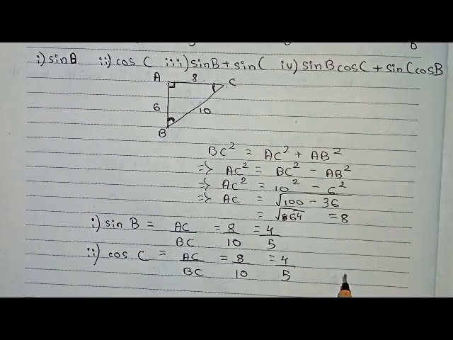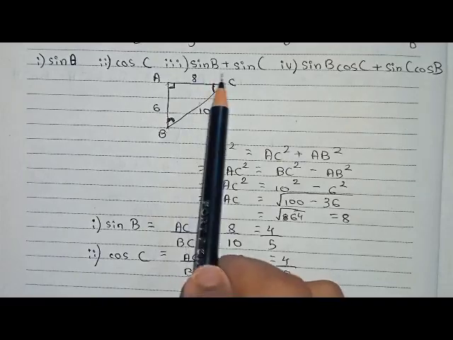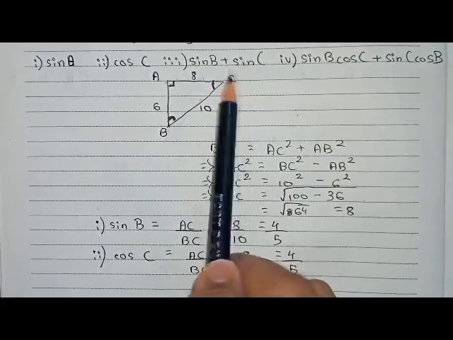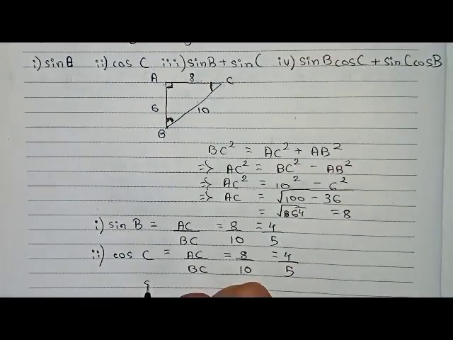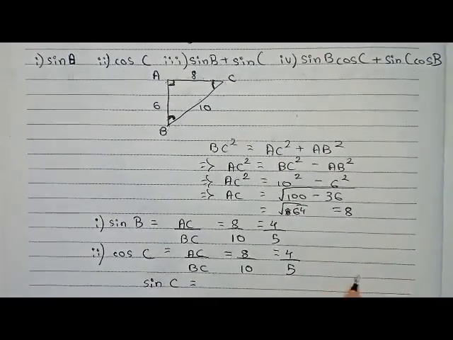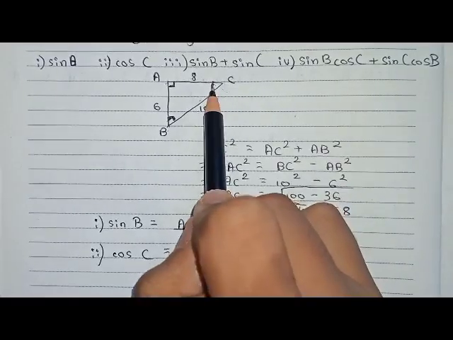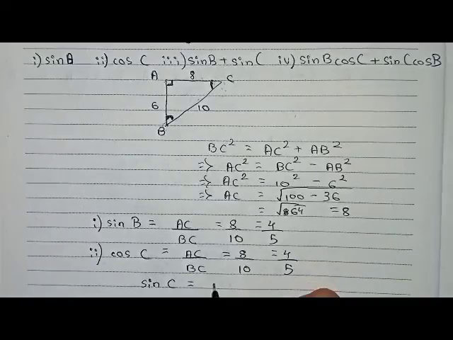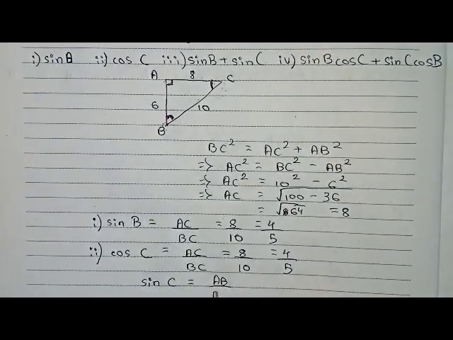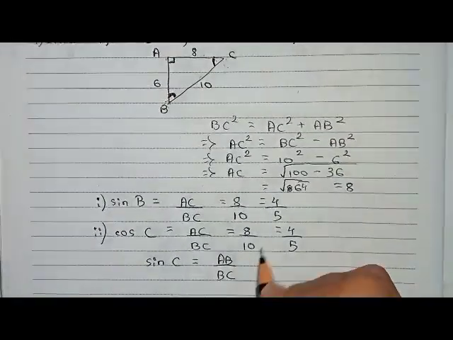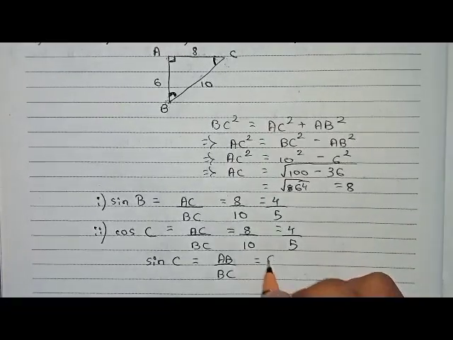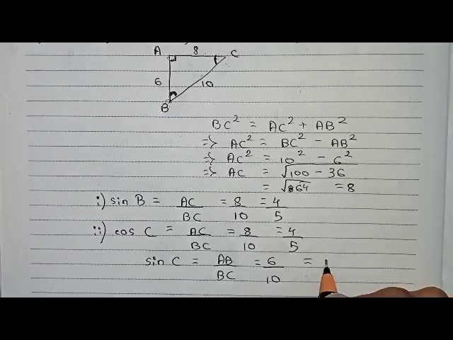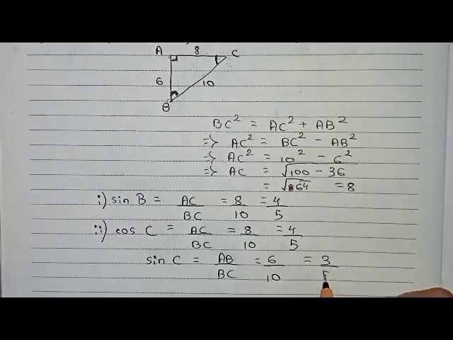Now our third question says sin B plus sin C. For doing this question, first I have to find out the value of sin C. So sin C will be equal to height by hypotenuse. Opposite to this angle is AB, so AB by BC. The value of AB is 6 and the value of BC is 10. So cut by 2, that will become 3 by 5.